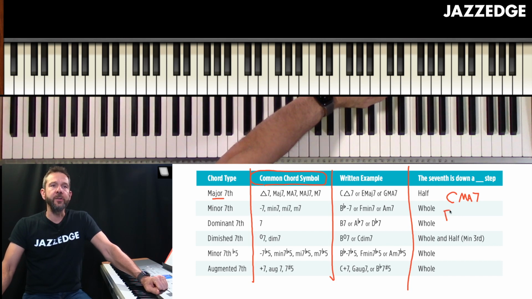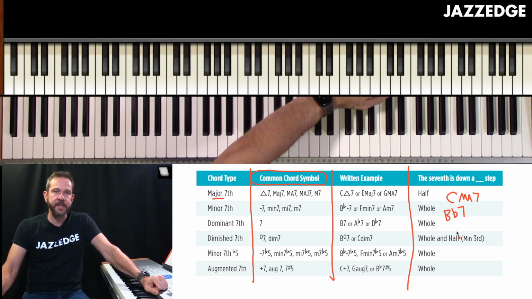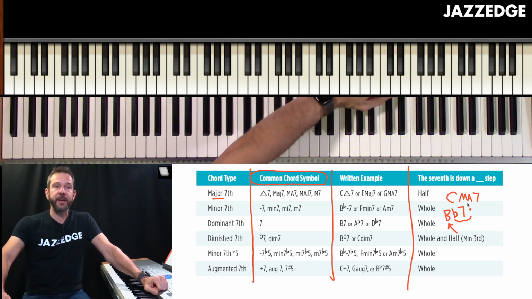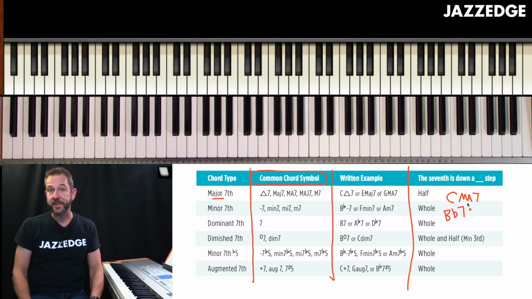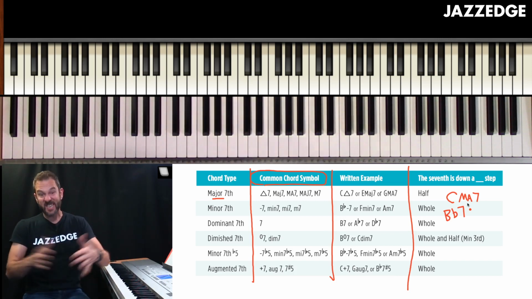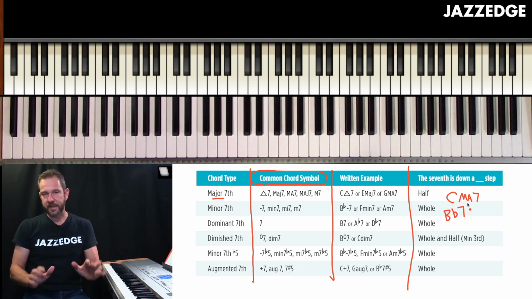But then when we do something like this, this gets confusing to a lot of students. A lot of students will look at this and they'll think, oh, that's a B flat 7. It's not a B flat 7. It's a B flat 7. So I'm going to explain how I would explain to my students how to find and suss out the root of the chord versus the chord symbol. So this is what I tell them.